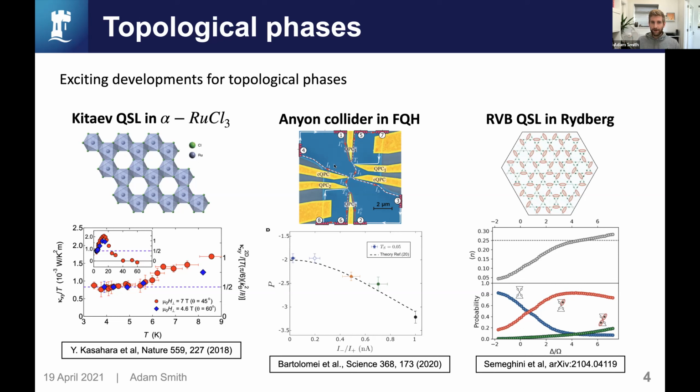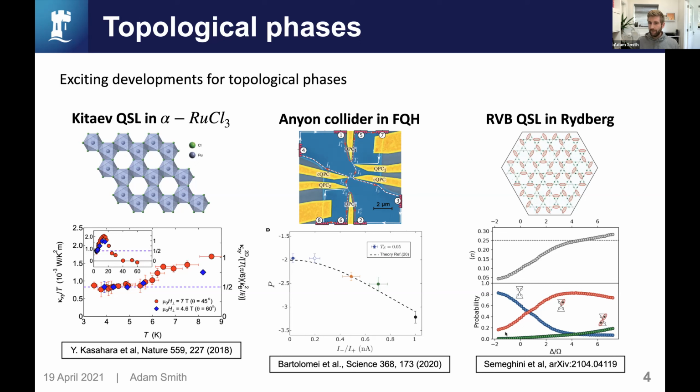A maybe more direct experiment, although it's still a bit indirect, is this anion collider experiment that was done a couple of years ago. Here they have a fractional quantum Hall system where they bring the edge modes very close together using a quantum point contact, and essentially they collide these edge modes. By fitting with experiment, they find it matches with this. In this case, it's a charge 1/3 particle in the model, which is a fractionalized electron.